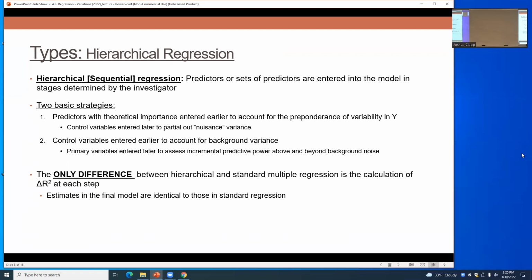That is the only thing that you're getting that's unique out of these models. Nothing else. All of your coefficients will be identical as if you ran it with a simultaneous regression. With a hierarchical model, there's nothing fancy or magical going in. The only thing that you're getting out of these models is an R squared change.